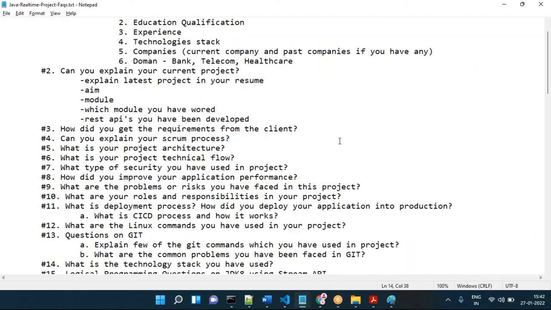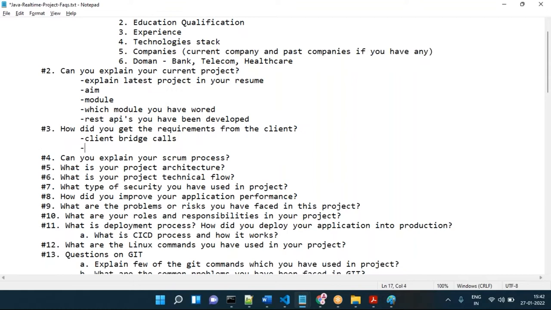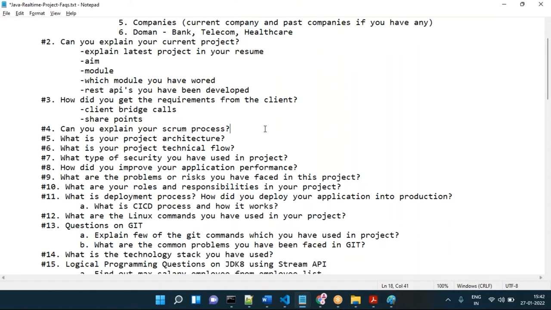Next one, how did you get the requirements from the client? You have to explain about your client bridge calls, how the client bridge calls will be happening. You have to explain that the client or your product team will upload the requirements into SharePoint. So you have to explain very clearly, team.